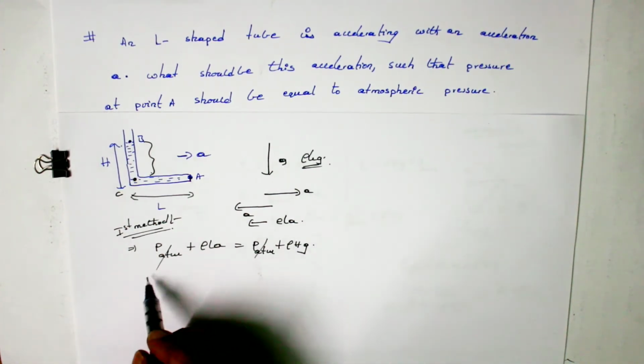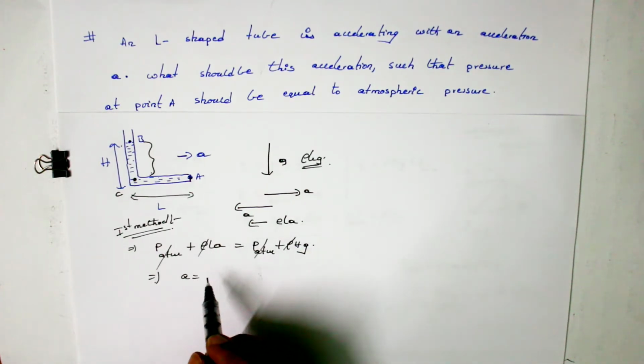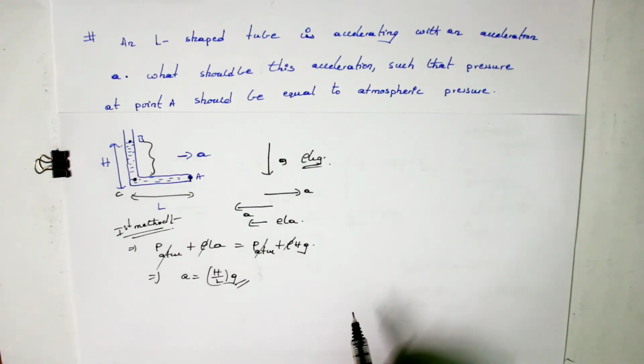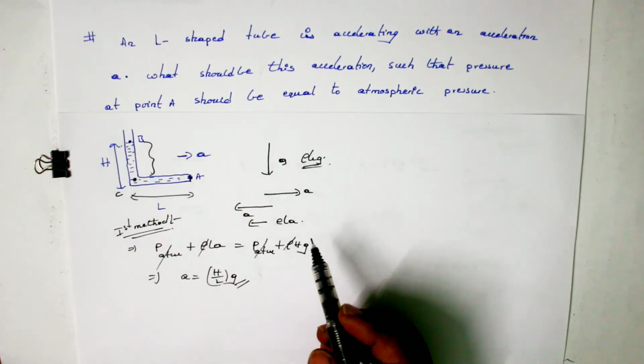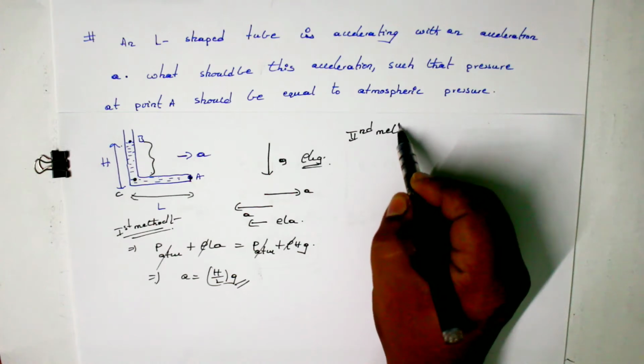So P atmospheric and P atmospheric get cancelled, rho and rho get cancelled. So A is equal to H by L into G. This is how I can calculate the acceleration such that here pressure should be atmospheric pressure. Now let us see the second method of doing this problem.